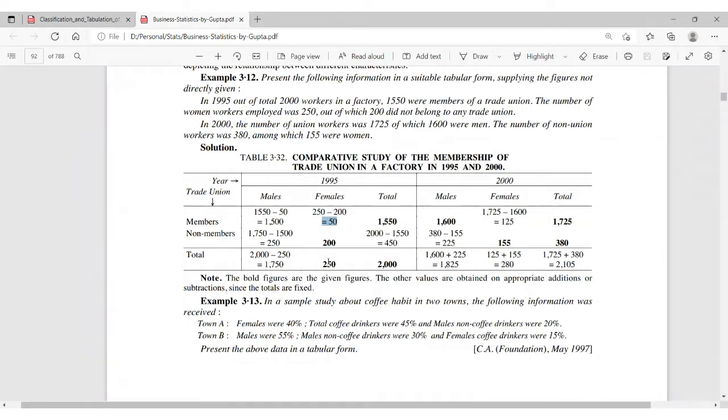Quite clear. Okay. Then we get this point, this column. Now come to this first one. 1550 minus 50, if we subtract this, we get the male members. In the similar way, 450 minus 200, we get the female non-members. That's it. Now this table was complete.